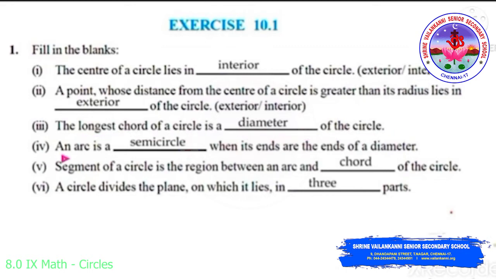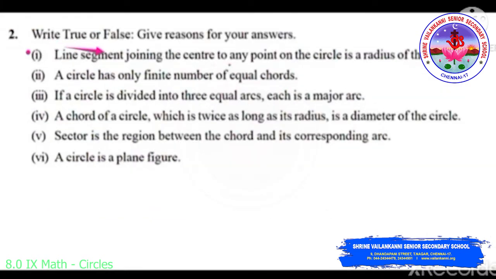Fourth one, an arc is a semicircle when its ends are the ends of a diameter. Fifth one, a segment of a circle is a region bounded between an arc and a chord of the circle. Sixth one, a circle divides the plane on which it lies into 3 parts, that is interior, exterior, and on the circle.